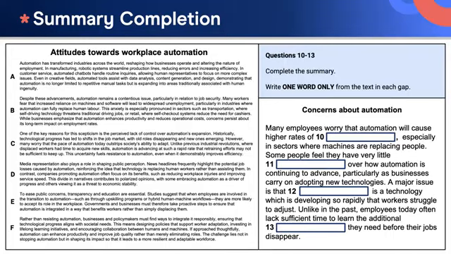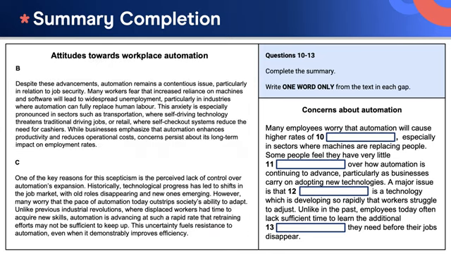Let's now go through all the answers for the summary completion task. So the summary is about the concerns employees have with automation. Did you find where this information comes in the passage? It's in paragraphs B and C. Look at the summary now.